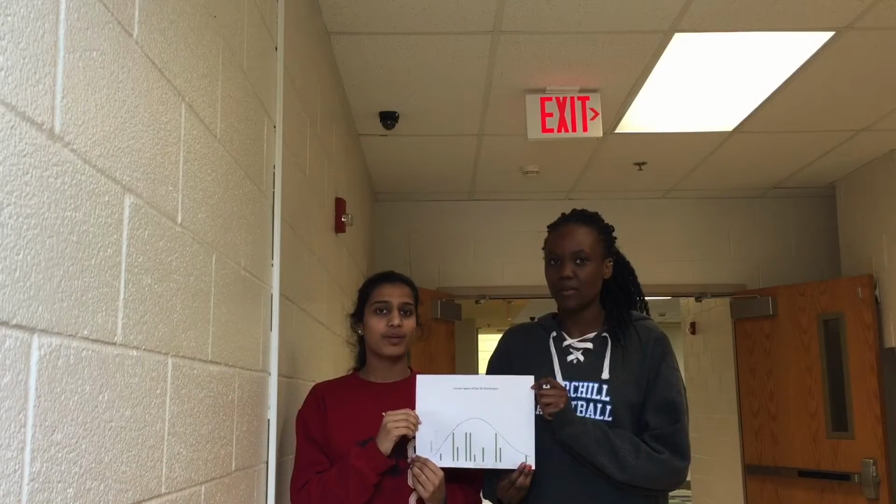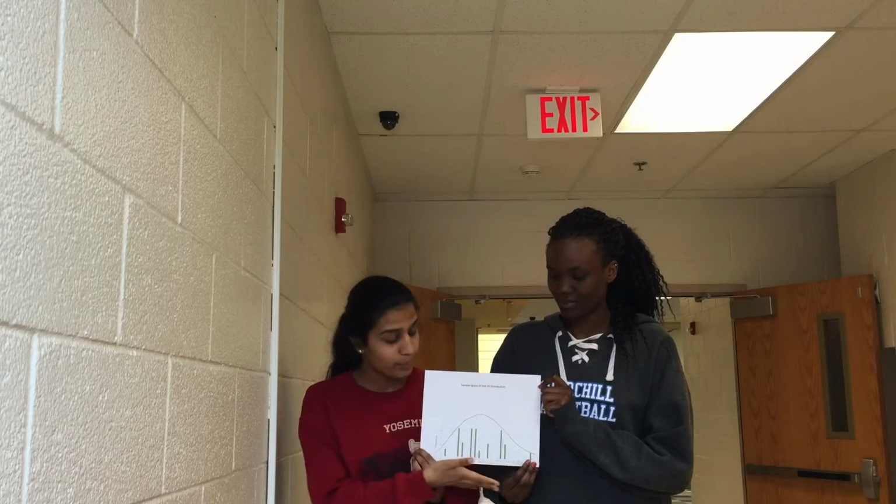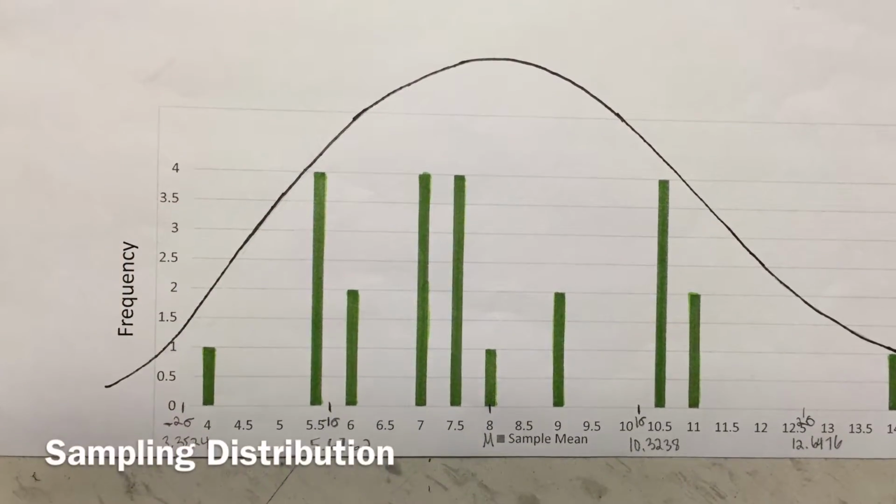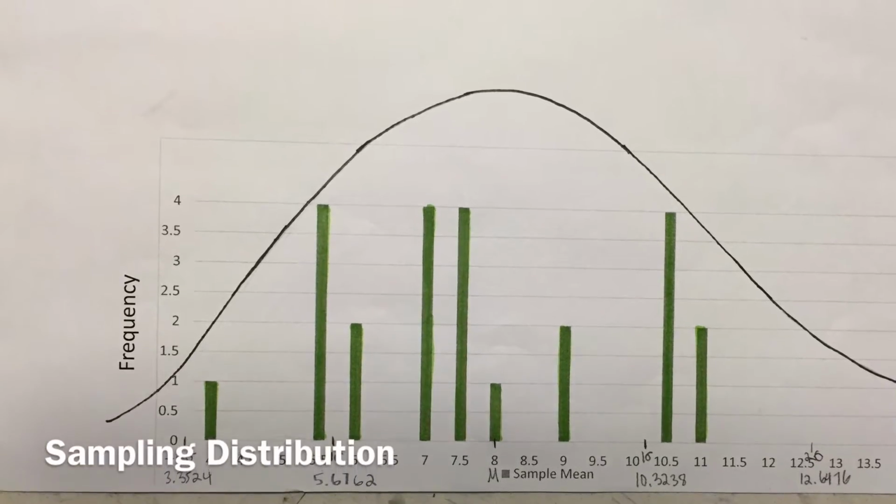Here is our sample means distribution graph. As you can tell, it's approximately normal. So let's talk about what the central limit theorem states.